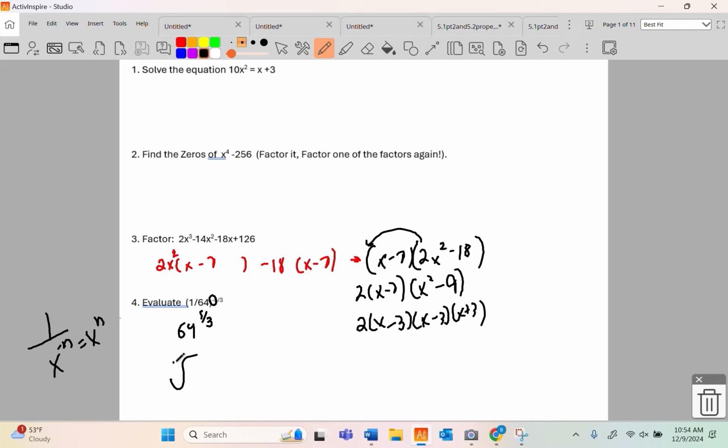We're going to view this as the cube root of 64 that we turn around and raise to the 5th power. And you know as well as I do, 4 times 4 times 4 is 64. So this is 4 to the 5th, which is a pretty good size number. It's going to be 1,024.